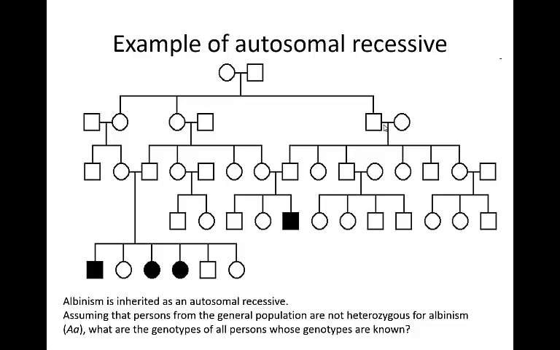So this is an example of an autosomal recessive tree. This is an example of a family that has albinism. It happens to be inherited as an autosomal recessive trait. So there's a couple of interesting things you're going to note about this tree. In this case, you can see these 2 individuals are first cousins that have children together. Here's another example of some first cousins that have children together. Now I'll let you pause it and try to determine what are the genotypes of all people whose genotypes might be known.